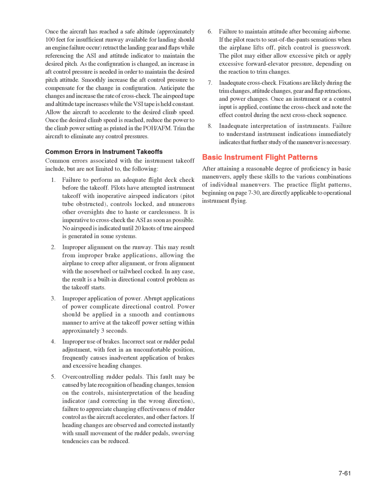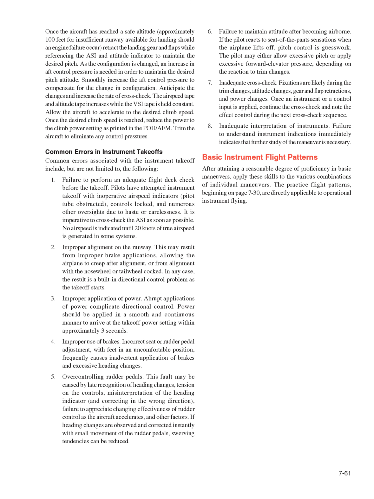Once the aircraft has reached a safe altitude, approximately 100 feet or insufficient runway available for landing should an engine failure occur, retract the landing gear and flaps while referencing the AC and attitude indicator to maintain the desired pitch. As the configuration is changed, an increase in aft control pressure is needed in order to maintain the desired pitch attitude. Smoothly increase the aft control pressure to compensate for the change in configuration.